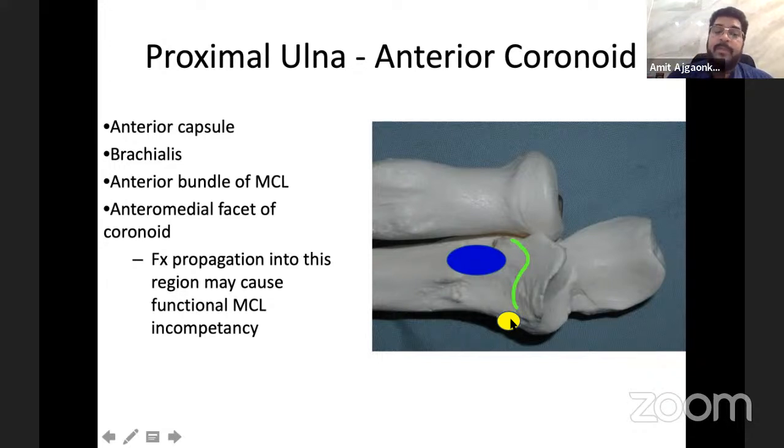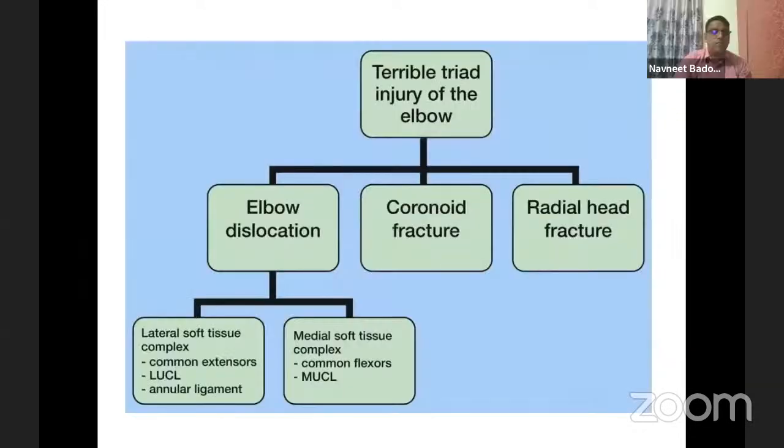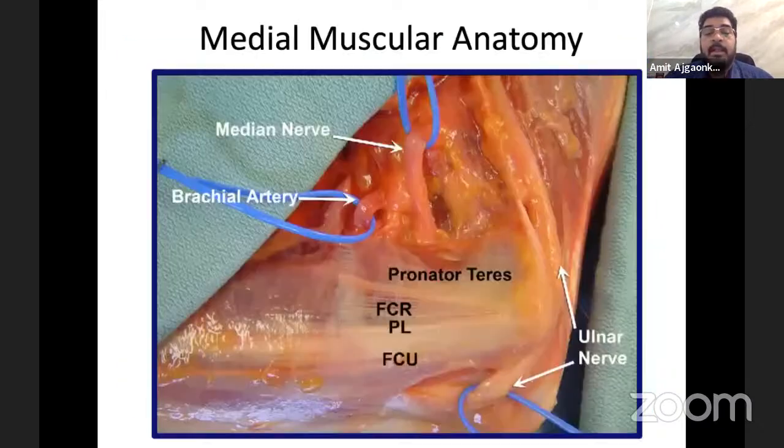That's very important, because sometimes if you have medial injuries, MCL injuries, you have to look out for the sublime tubercle. So that's a coronoid, that's a terrible triad injury, wherein on the lateral side, you've got the common extensors, the LUCL and the annular ligament injuries. Or on the medial side, you've got the common flexors and the MUCL, that's the MCL.